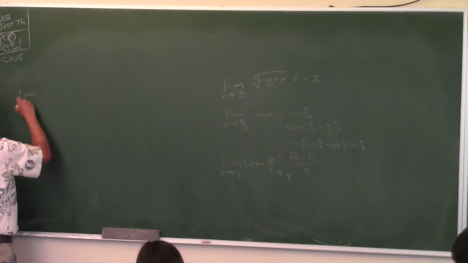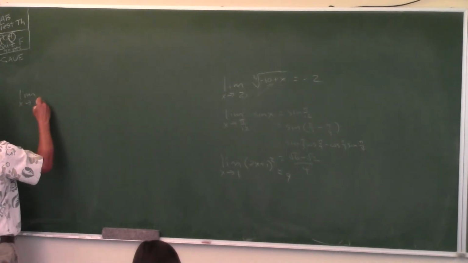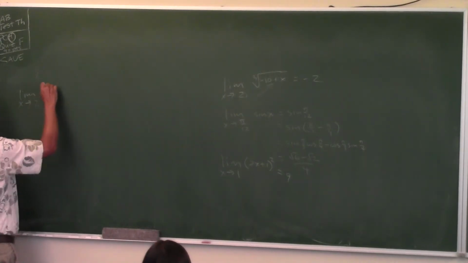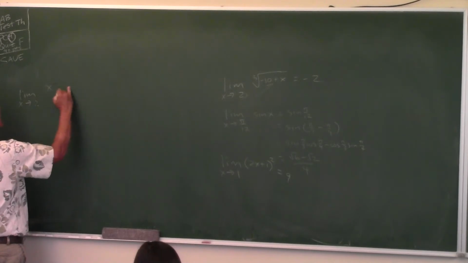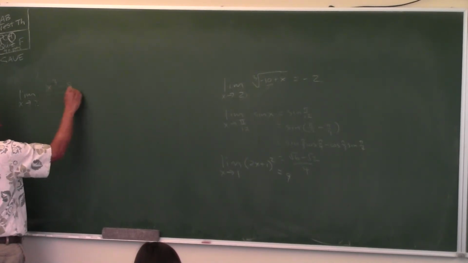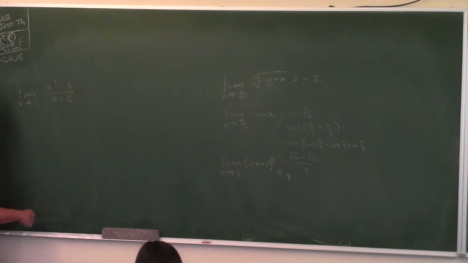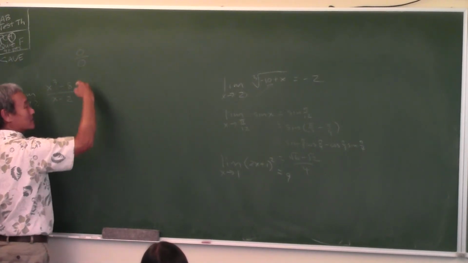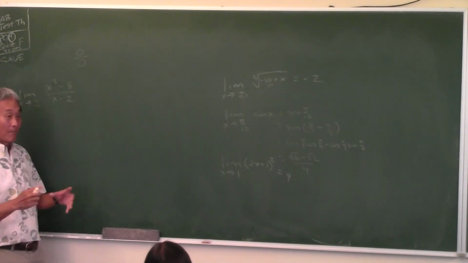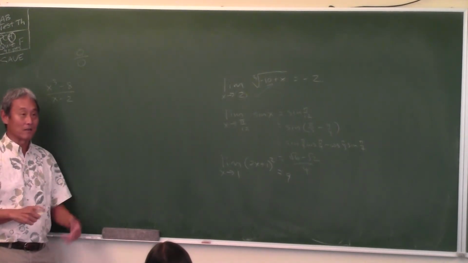What's the limit as x approaches 2 of x cubed minus 8 all over x minus 2? Aha. Now, what happens when I plug in 2 for x? What do you get? 0. Very good. You get 0 over 0. And what did Mr. Sasaki call this last year? When you get a limit problem and it's 0 over 0, what is that called?